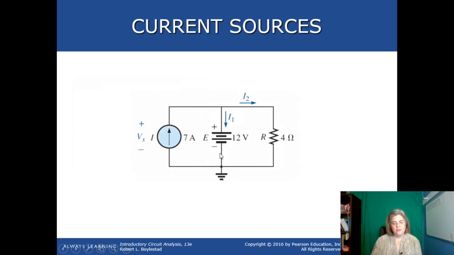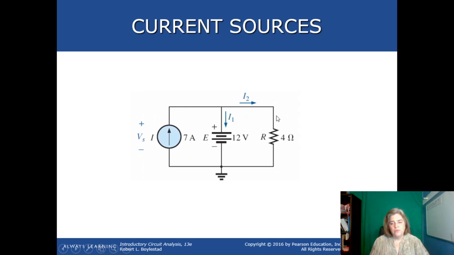So let's look at this example, for instance. We have 7 amps coming from this source, and that 7 amps is in this branch right here. We have a 12 volt voltage source, and we have a resistor over here. And we're looking to find what is I1 and what is I2, and what is the voltage drop across my current source. Well, the voltage drop across the current source is fairly simple. It's in parallel with this voltage source. We know that because they're connected on this side and they're connected on this side. That means we have to have 12 volts here.